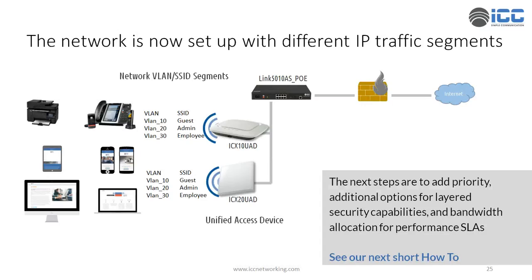Now that your network is physically set up for different IP traffic on different segments, your physical network setup now looks very similar to what you're seeing here, where you have different indoor and outdoor unified access devices connected to maybe an ICC networking PoE switch to your gateway or your internet or the rest of your network. But then projecting out the appropriate SSID, whether that's guest, admin, or employee, and those SSIDs are then associated with specific VLANs for those individual segments as well.